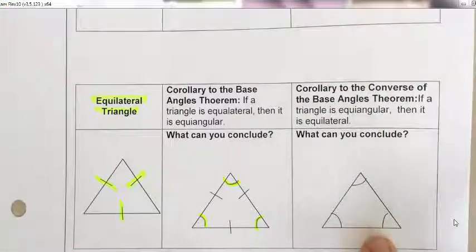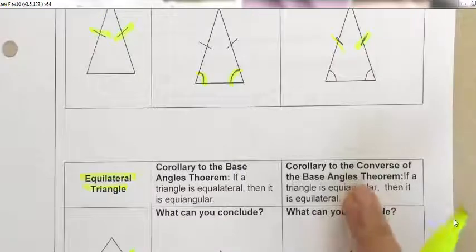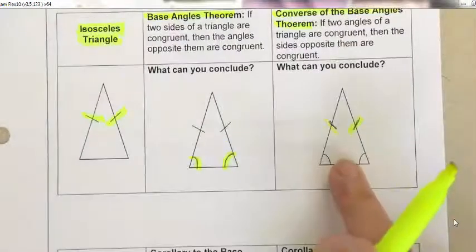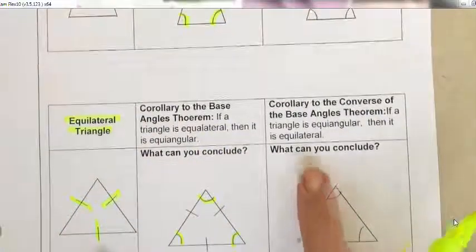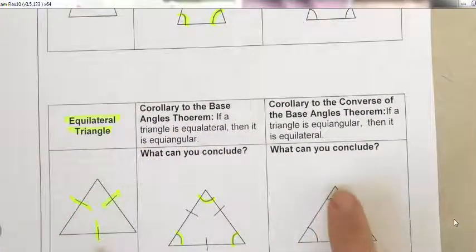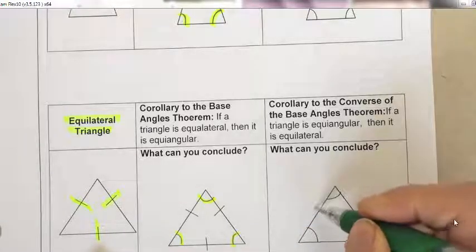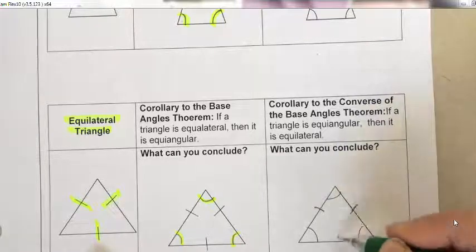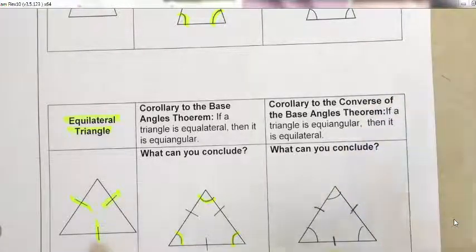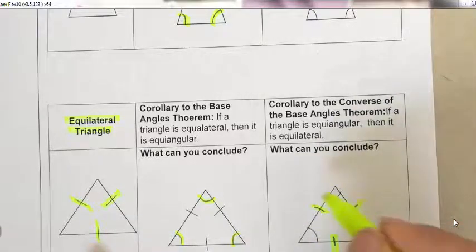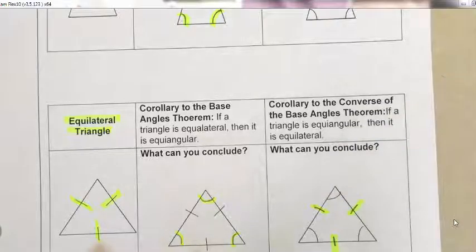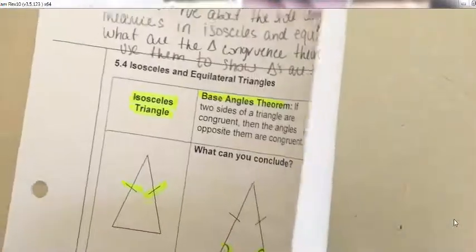And here we're given, and this is just the corollary to the converse of the base angles theorem. Okay, so it's just like a little extension of it applied to equilateral triangles. So here we're given all of the angles are congruent. So what can we conclude? Well, we can conclude then that all the sides opposite those angles, and this one, they're all going to be congruent. So again, they gave me an equiangular, and now I know that it's also equilateral. Okay, so let's do a couple of those examples.